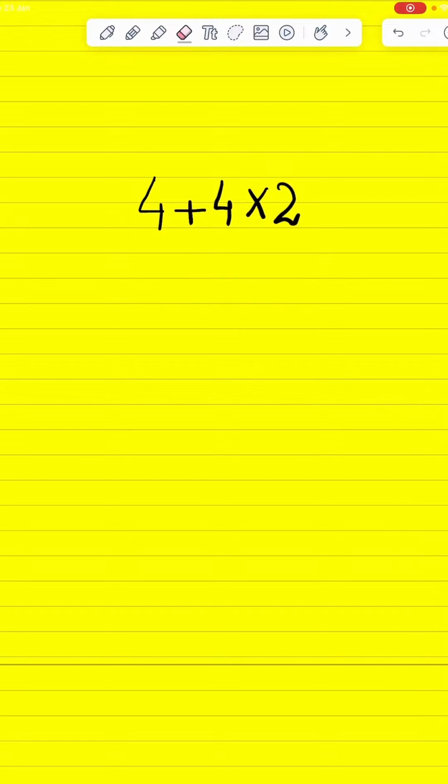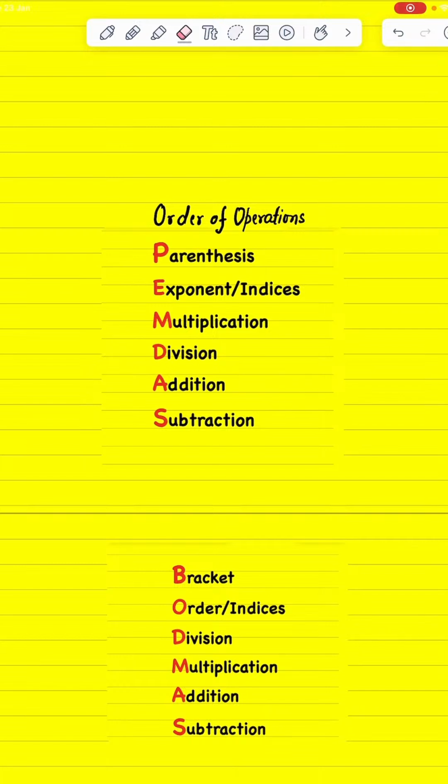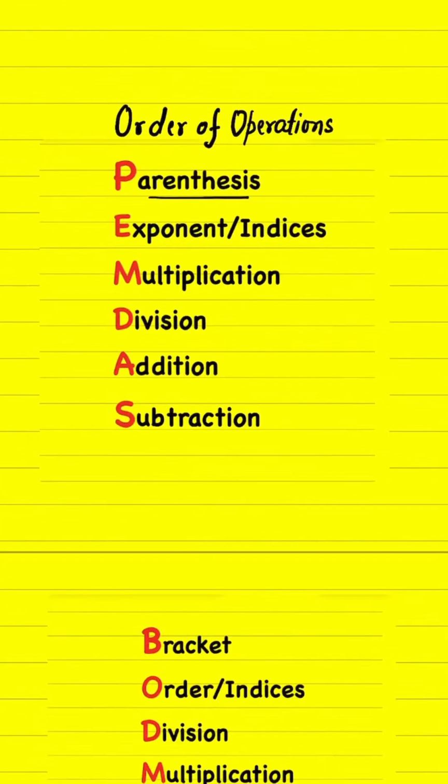This order of operation you can remember through this mnemonic called PEMDAS. P stands for parenthesis, which has three types. This is the smaller bracket, this is the middle bracket or curly bracket, and this is the box bracket or the bigger bracket. So first we have to solve these brackets, and in brackets also first we solve the smaller bracket, then the middle bracket, and then the box bracket.